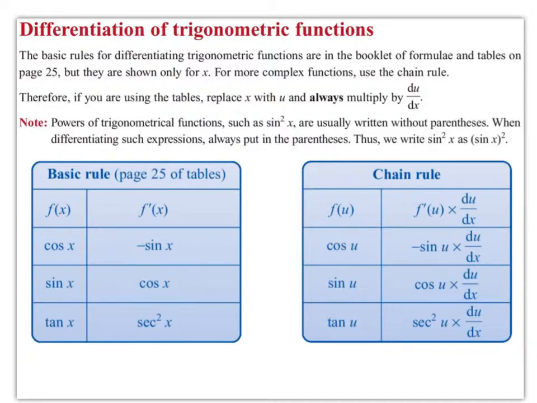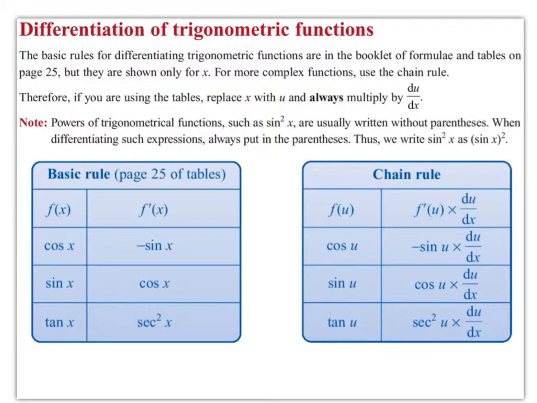So the chain rule for trigonometric functions: if f of u is cos u, then using the chain rule, the derivative will be minus sine u multiplied by du dx. So the derivative of whatever is inside the cos angle. If f of u is sine u, then the derivative will be cos u multiplied by du dx. And if f of u is tan u, then the derivative will be sec squared u times du dx.